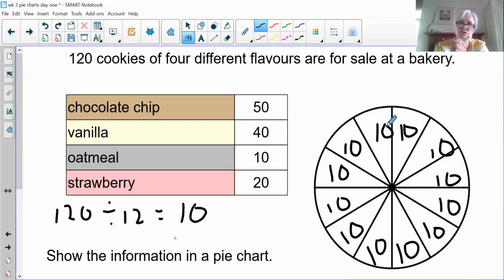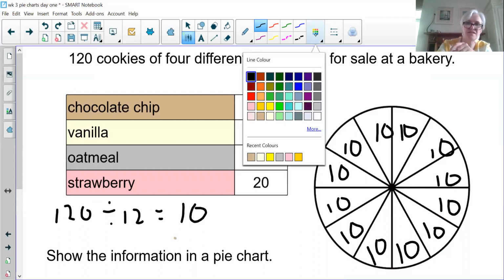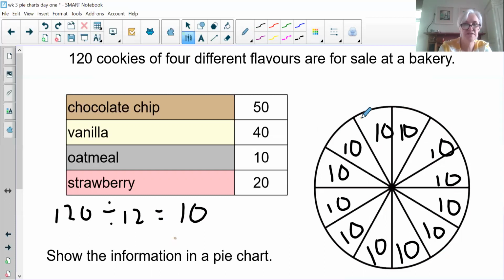And I want chocolate chip, first of all. I don't know why I chose such horrible, miserable colours, but anyway, chocolate chip is 50. If each segment is 10, I need to do 1, 2, 3, 4, 5. Is that right? That's about right. Chocolate chip. That's 50.